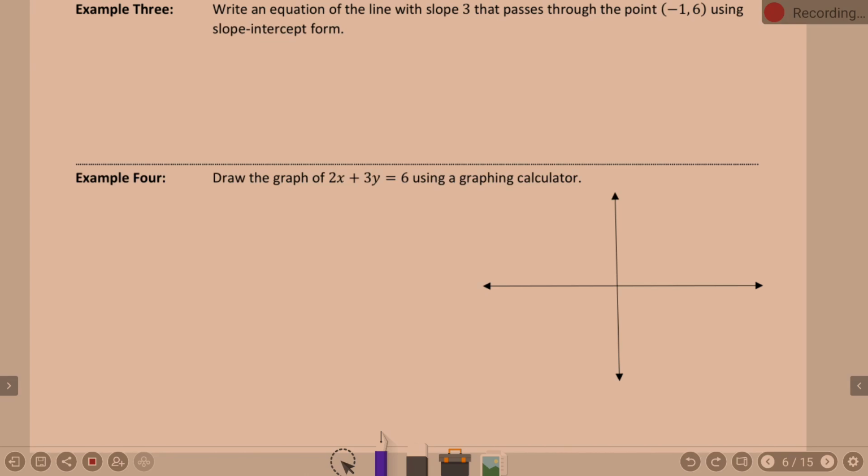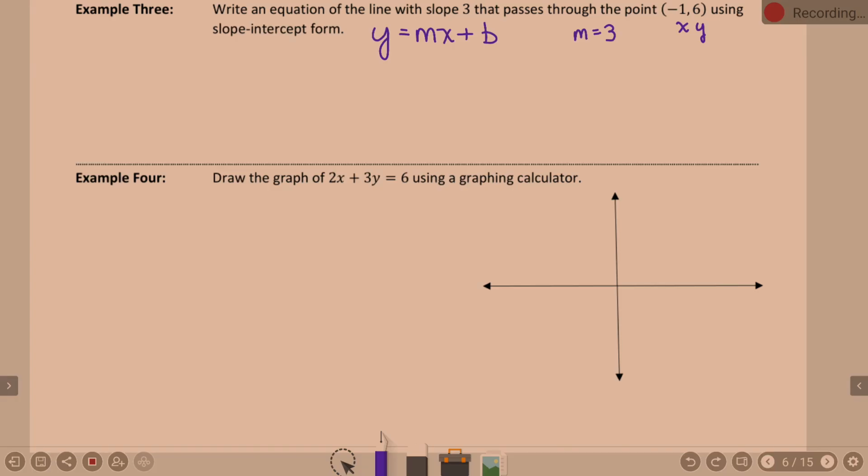Example 3 is write an equation of the line with a slope of 3 that passes through the point -1, 6 using slope-intercept form. Okay? So, what's slope-intercept form? y equals mx plus b. What are we given? You were given a slope and an x and a y. We're given a slope, so we know our slope is 3, and we're given an x and a y.